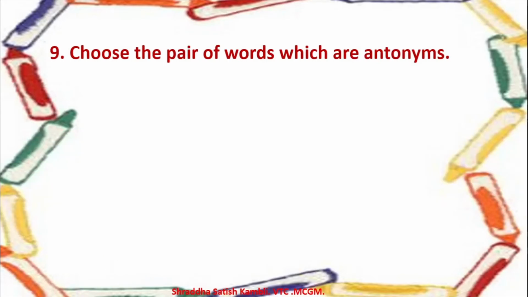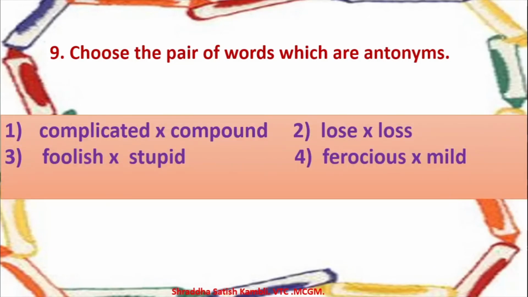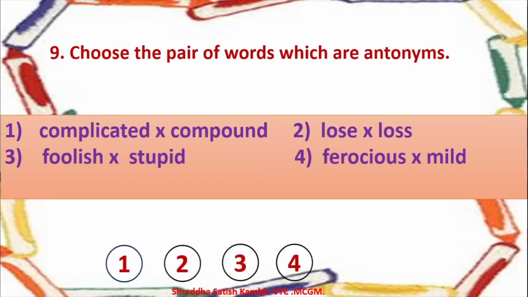Okay, next example, example 9, the last one in this pattern. Choose the pair of words which are antonyms. Complicated, compound, lose, loss, foolish, stupid, ferocious, mild. Yes. So which do you think are antonyms? It is the last option, ferocious and mild. So a lion is ferocious and the nature of a deer or a rabbit is mild. Okay children, so this was pattern 3.